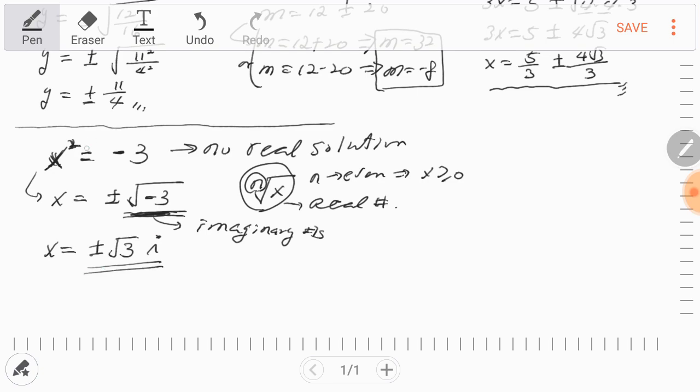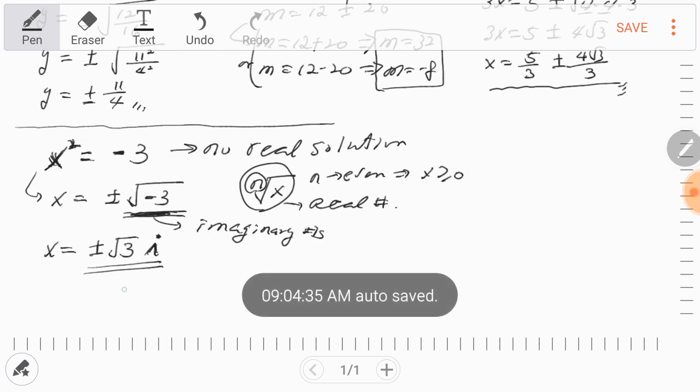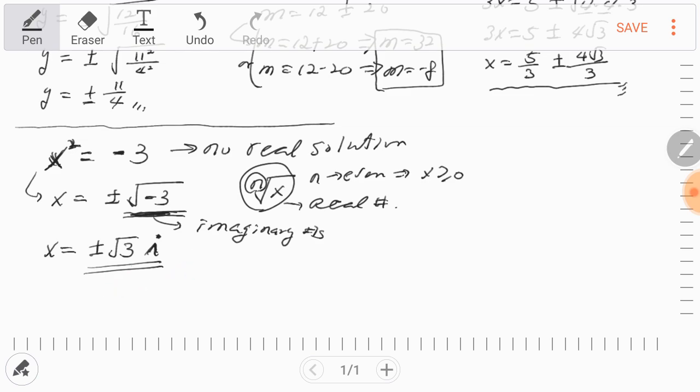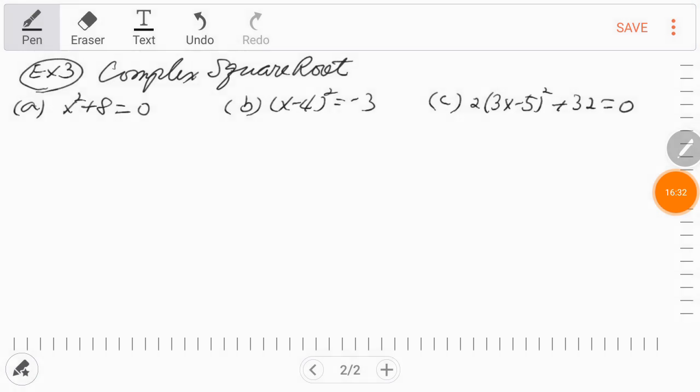So whenever we have something squared equal to a negative, then this is not a real number, it is an imaginary number. So express the solution using the imaginary unit, like this, square root of 3 i. Don't forget this i. So let's try using this property. This example has solutions, but they are complex solutions.